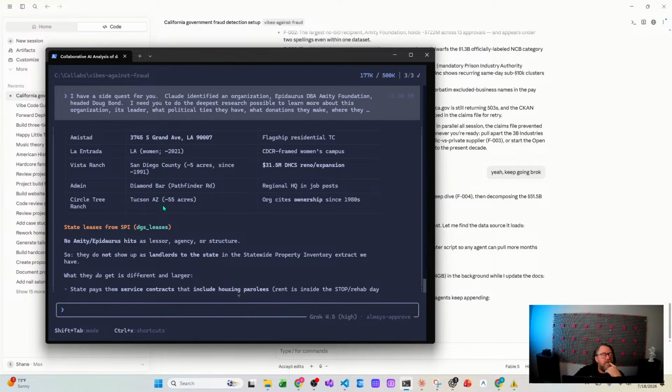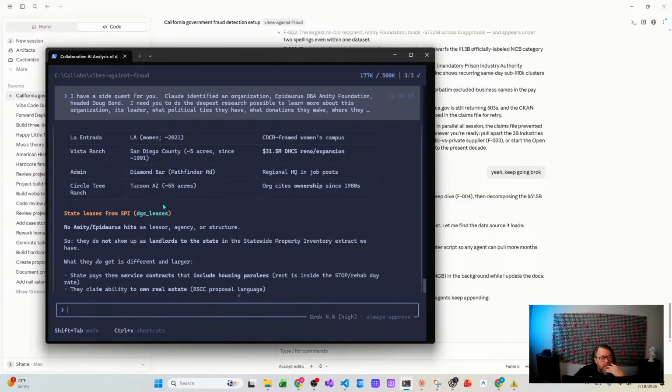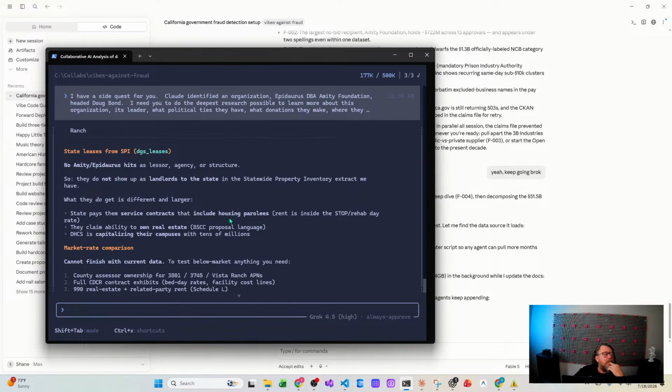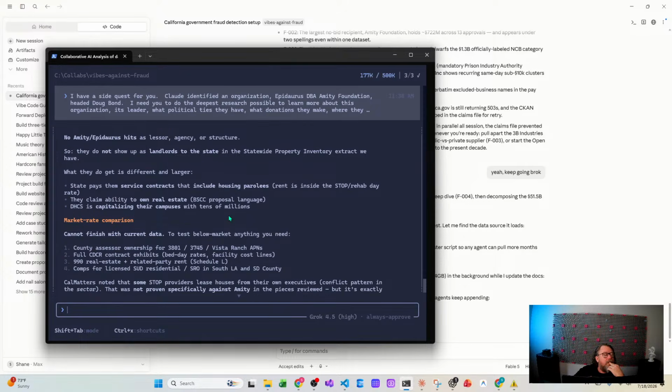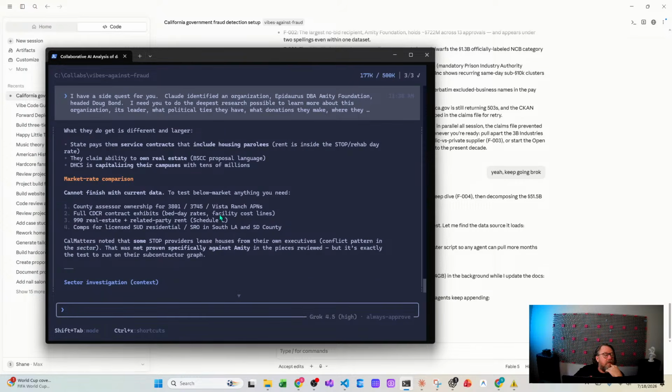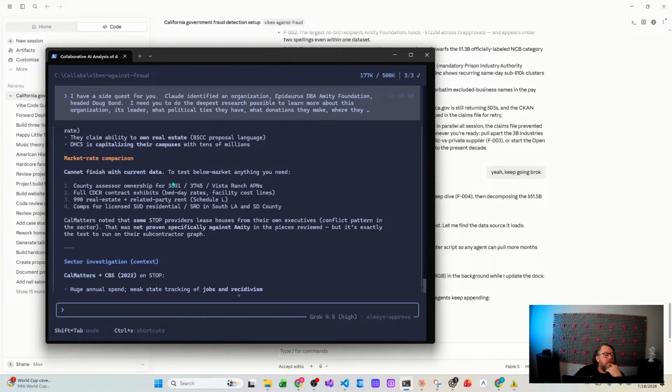55 acres in Tucson, Arizona. What? Why? Why are we sending all this money to Tucson, Arizona? The state pays them service contracts, including housing parolees. They own real estate, and they're capitalizing their campuses.